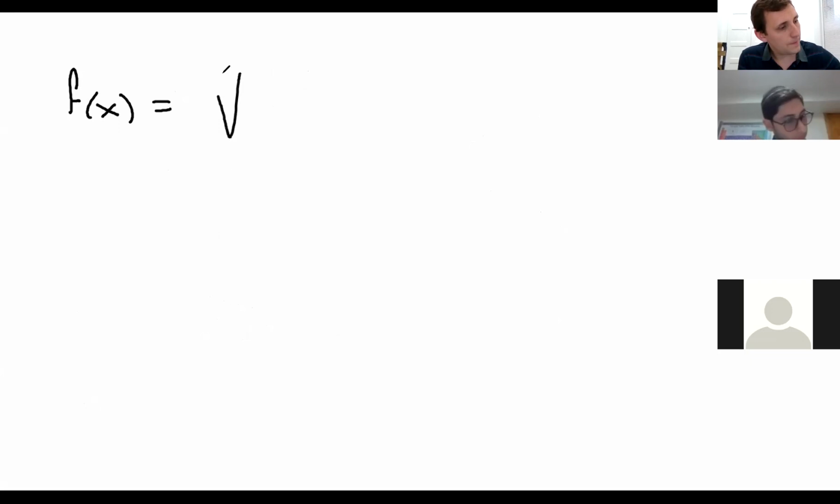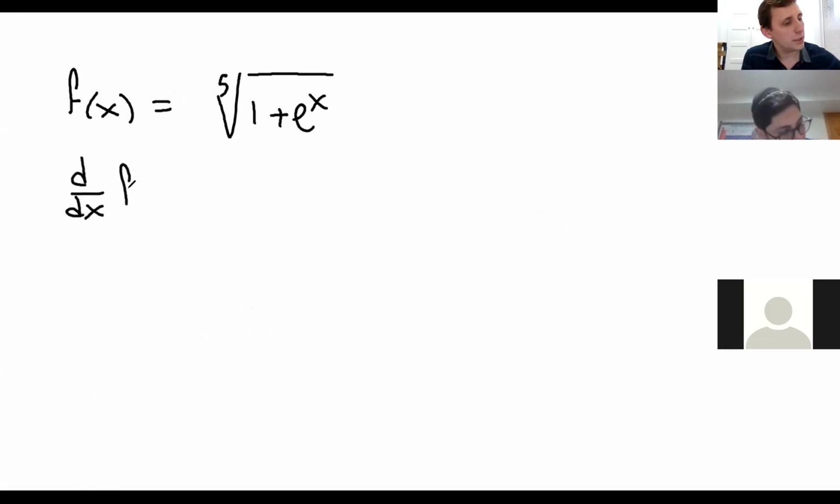All right, here is one more. Suppose that we have the function f of x equal to the fifth root of 1 plus e to the x. I would like you to tell me what's the derivative of the inverse function.